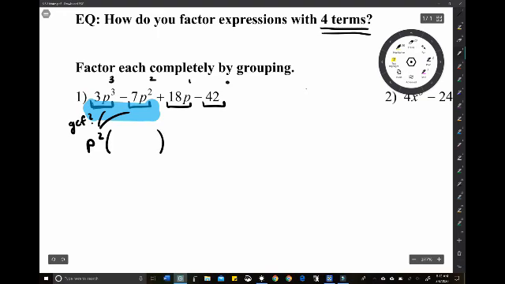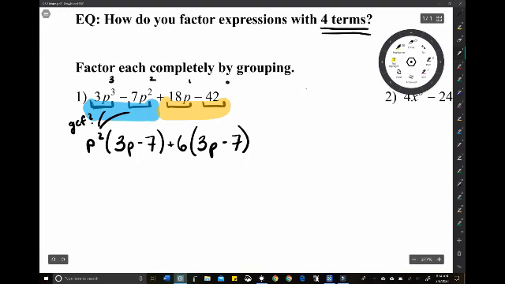When you take out a p squared, that's going to leave you with 3p minus 7. For the next chunk, we're now going to look at the second group and repeat the same process. So these ones, what do they share? The greatest common factor of 18 and 42, I believe, is going to be 6. So if we bring out a positive 6, what that's going to leave us with is 3p minus 7.